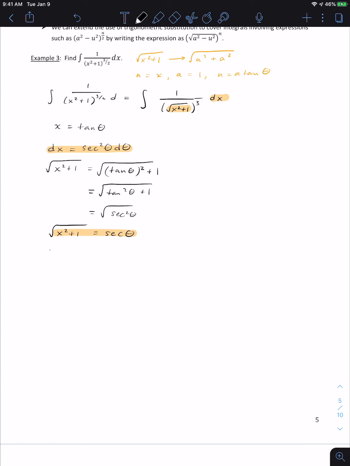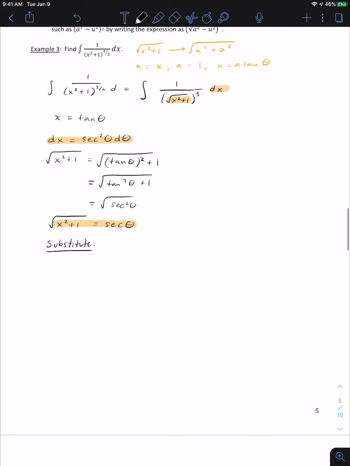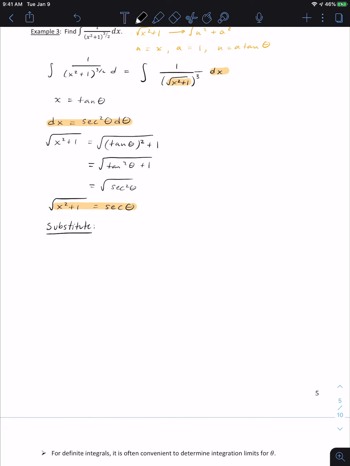So now I'm going to substitute. I get the integral of our original, which we rewrote to be the square root of x squared plus 1 cubed in the denominator. So what did we replace the square root of x squared plus 1 with? We replaced it with secant. So this looks like secant theta cubed. And then what would we say dx was? Dx was just secant theta, so this is secant theta d theta.